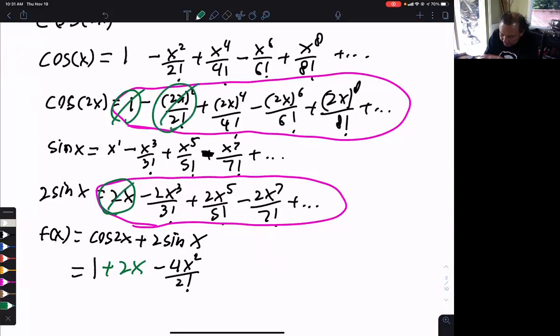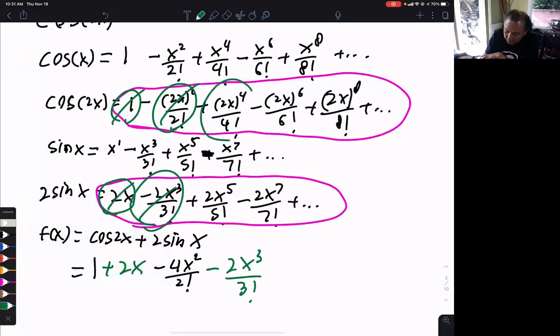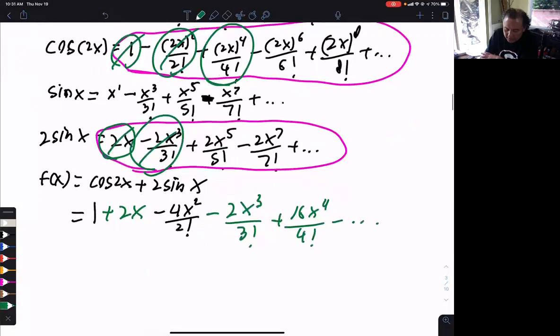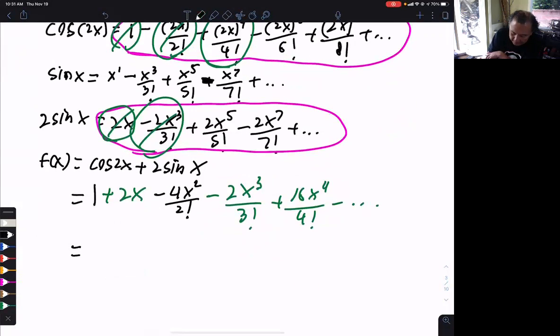Then the next term, this is x to the 4th. That's x cubed, so that's our next one. So we're going to use this one, which is minus 2x cubed over 3 factorial. I know I'm doing more terms than they asked for, but I'm just showing you how it goes. Then the next highest power is x to the 4th. I'm going to do that one, which is plus 16x to the 4th over 4 factorial. And you just keep going and going on this, okay? So minus dot, dot, dot. So that is my series.